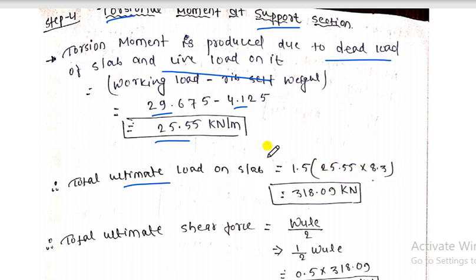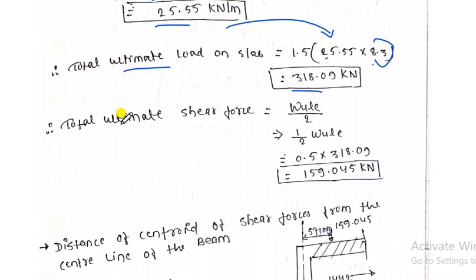So the total ultimate load is 1.5 as the factor into 25, into 8.3 as the effective span or effective length. So ultimately we will get 318.09 kilonewton, the ultimate load. Similarly the ultimate shear force will be Wu Le by 2, here 1 by 2 Wu Le. So 1 by 2 will be 0.5, and Wu Le we have already calculated here. So we will just substitute this value, 318. Similarly we got 159.045 as the ultimate shear force.